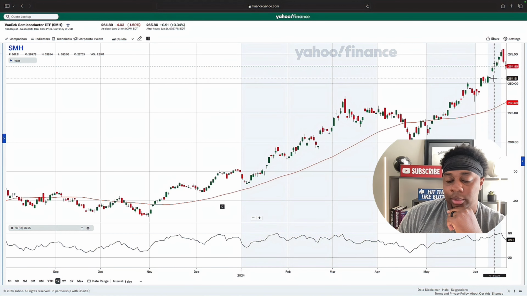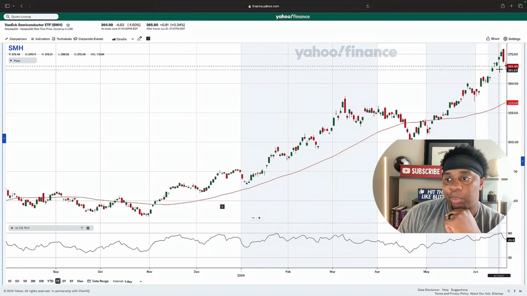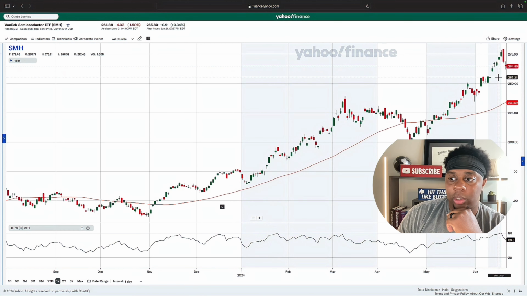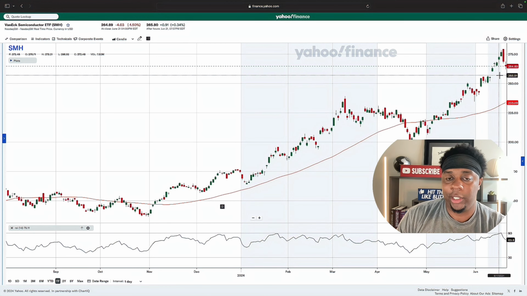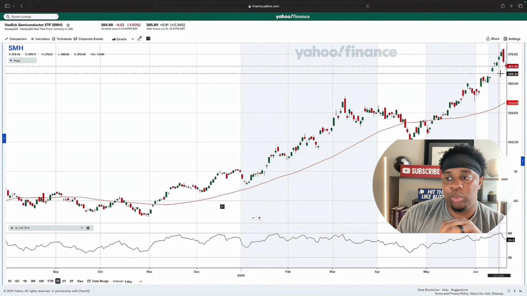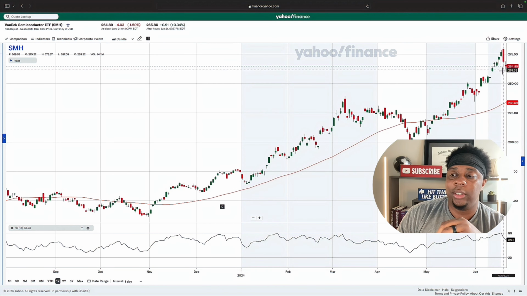I don't truly see us getting down 20%, but I do think somewhere between the 5 and the 10% is realistic with a little bit of a pullback, and NVIDIA is a big contributor in SMH, and it's already down 10%. So SMH might not even go down that much more, but if it does, I'll be adding to my position.